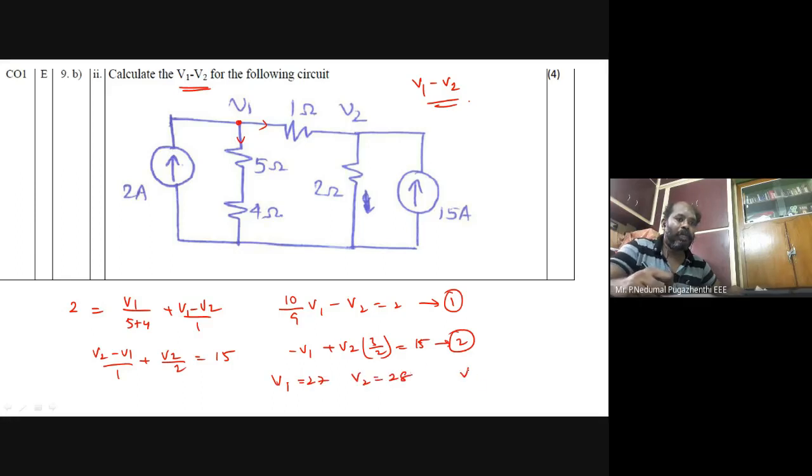So what is V1 minus V2? V1 minus V2 is equal to minus 1 volt. Minus 1 volt. So as simple as that. It's a simple problem. You can go through it. Very simple problem.